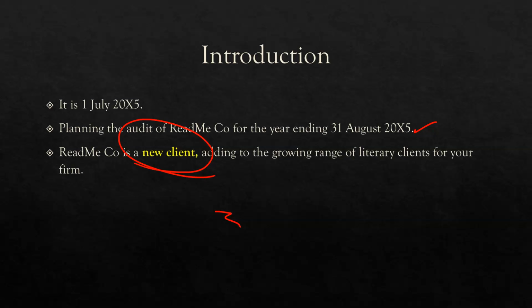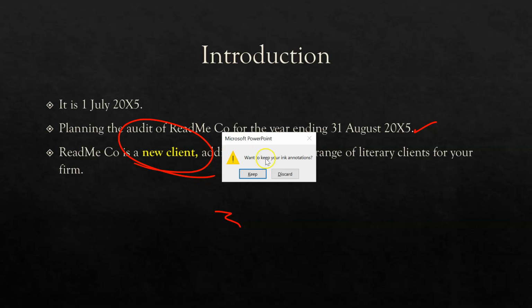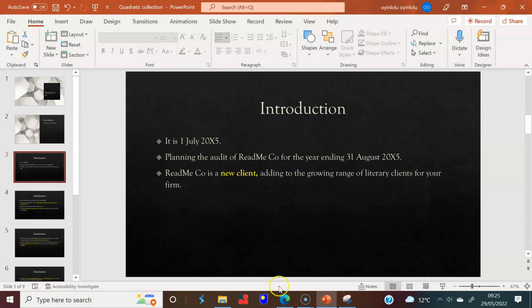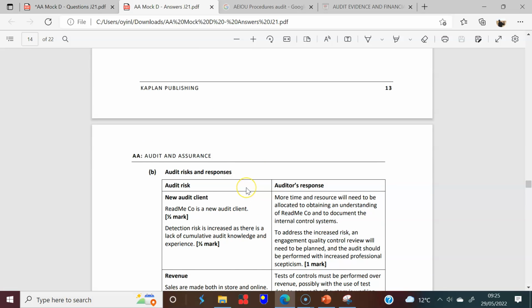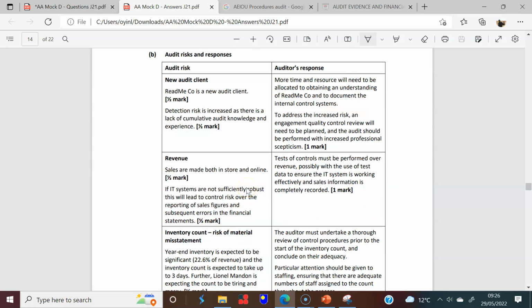The point I want to stress here is that when you highlight a risk, you must categorically highlight what the consequence is. What is the consequence of this risk? Let me even take you to the answers. This is what's critical. I know I've said it before, but it's audit, and we just need to be exact. Saying it as a new client is half the job. You have to tell us what the issue is.